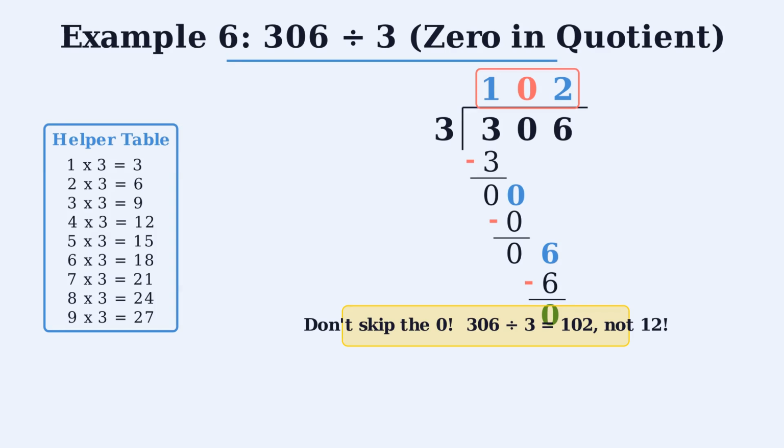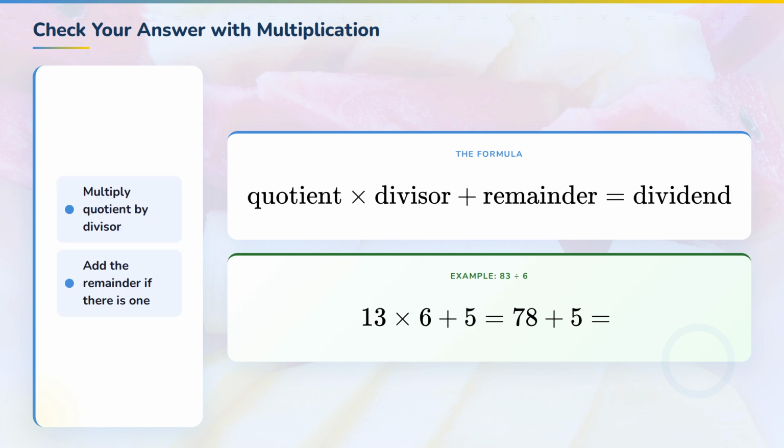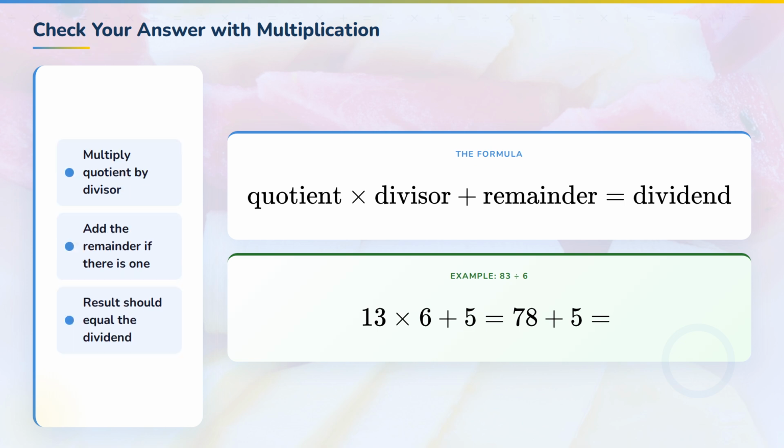Don't skip it. Here's a brilliant trick: you can always check your long division answer using multiplication. Take your quotient, multiply it by the divisor, then add the remainder. If you get back the original dividend, you're correct. For our baseball card example, 13 times 6 is 78, plus the remainder of 5 equals 83. That's our original number. This check takes just a few seconds but saves you from getting problems wrong on a test. Always verify your work. It's a habit all great math students build.